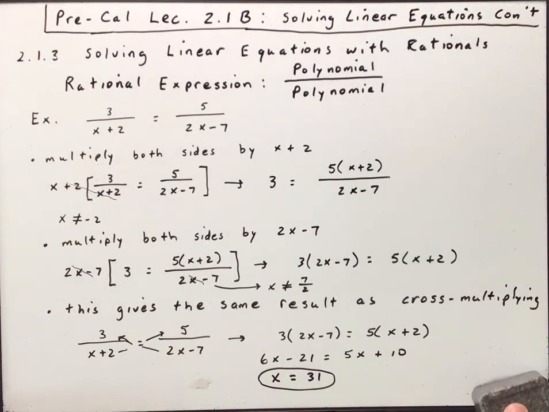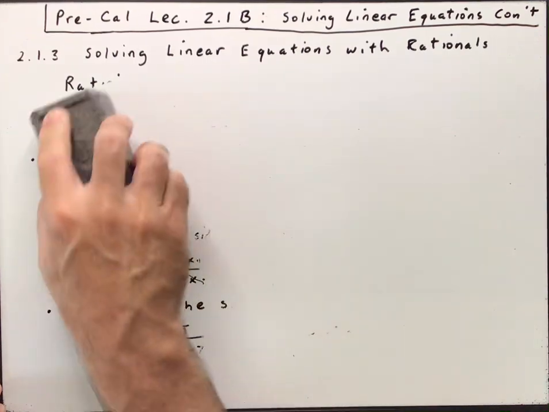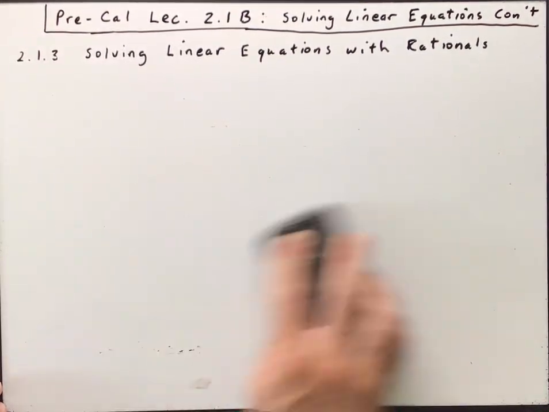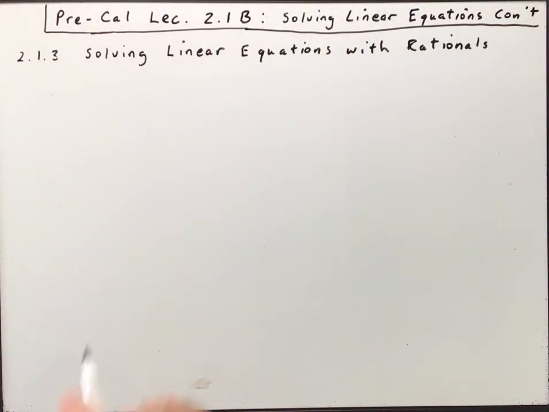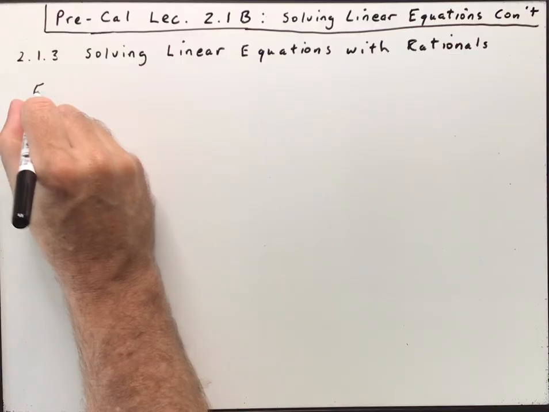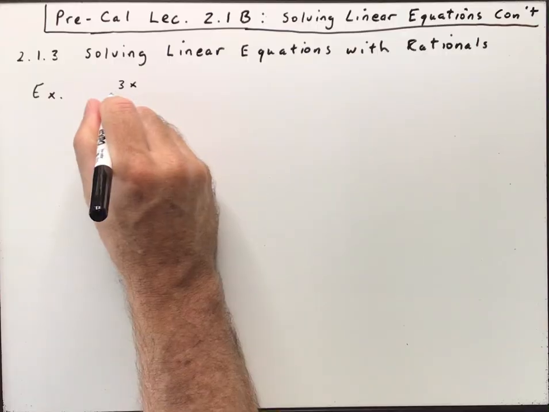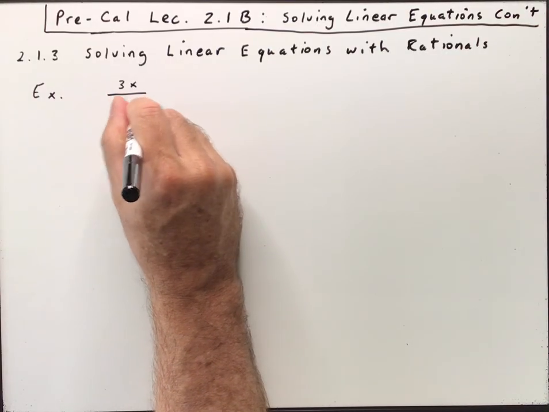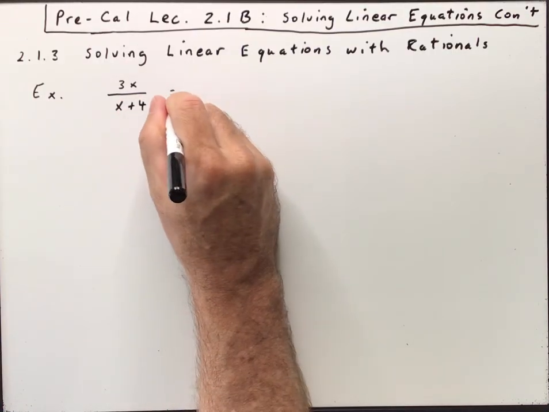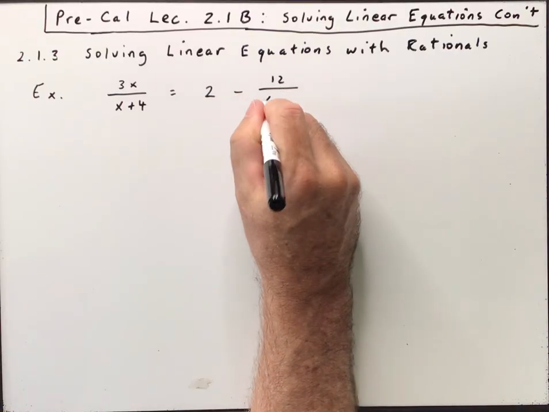All right, let's just start with the shortcuts right away. And let's do some examples. We are still within 2.1.3 that are maybe a little more challenging, but really not too bad. So let's say we have, I'm going to leave a little space here between the example and writing the problem, 3x over x plus 4 is equal to 2 minus 12 over x plus 4.